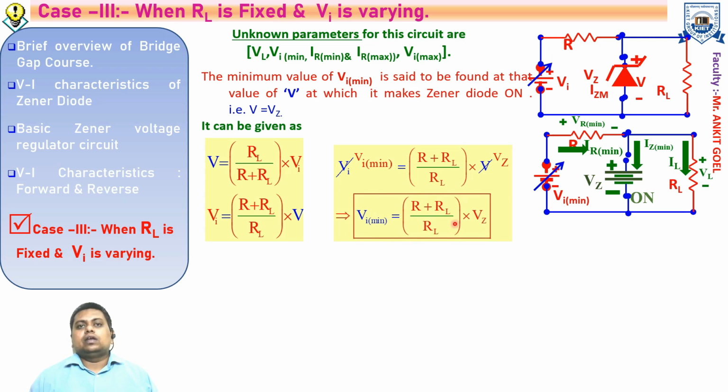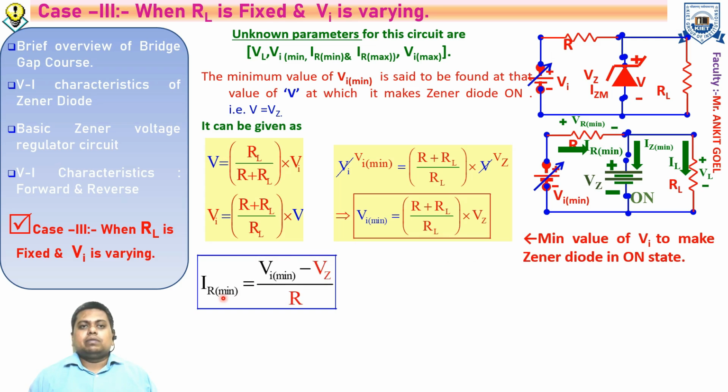Since you have the minimum value of the Vi, you can easily calculate the IR minimum, because at the minimum voltage, the current which is flowing through this resistance is also the minimum. So the IR minimum can be easily calculated as Vi minimum minus the fixed value, that is the load voltage, upon the value of the R. Right, since load voltage is the same as Vz, which is the regulation action. So Vi minimum minus Vz upon R, as you had already calculated in the previous case also. So this gives me VL is equal to Vz.